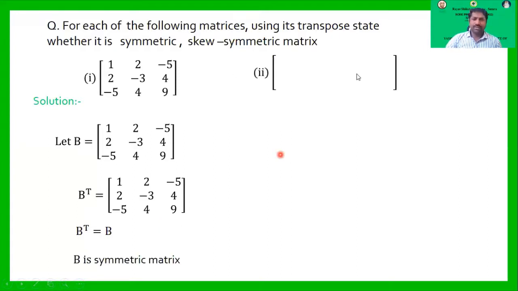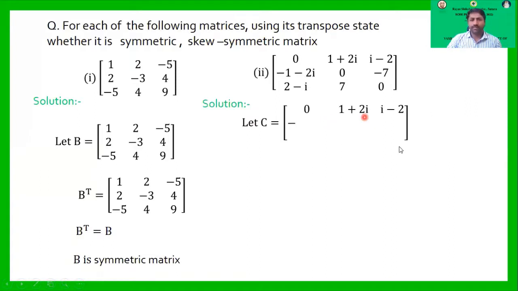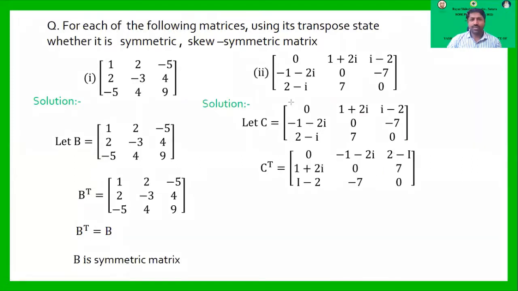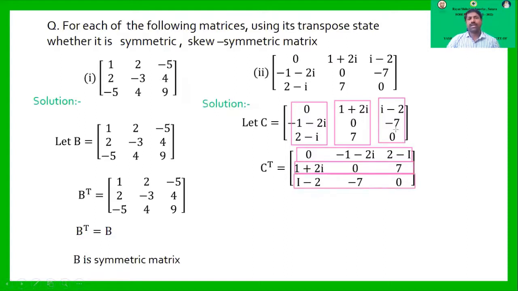Now again we have a second example containing iota, that is root minus 1. Solution: let C be equal to this, so this is a 3 by 3 matrix. Now we take its transpose. So the first column becomes the first row here, the second column becomes the second row, and the third column becomes the third row.